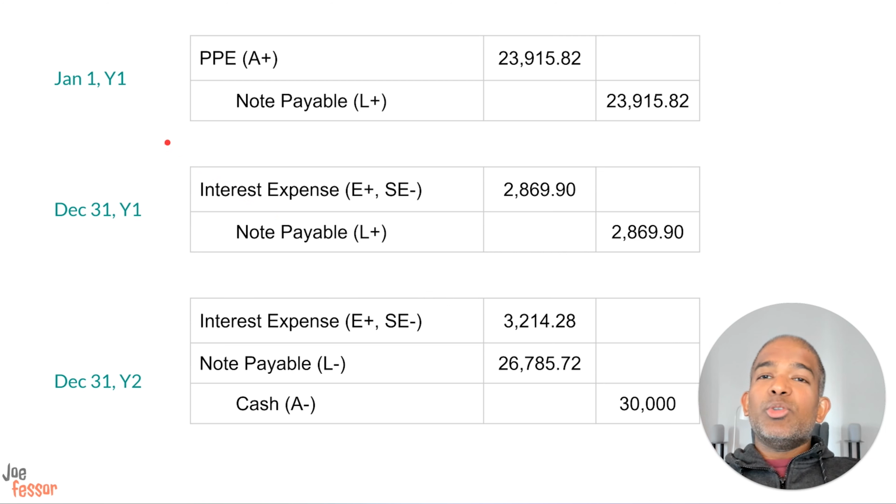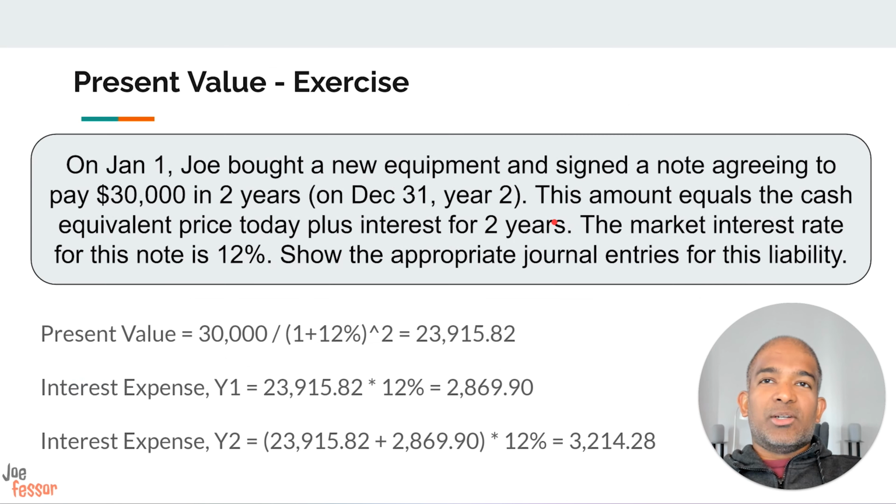Okay, let's look at how to do the journal entries now. On January 1, in the first year, we debit the plant property equipment account for $23,915.82, the present value. And then we credit the note payable account for the same amount, reflecting the obligation. And on the 31st of December for year 1, because interest accrues over time, we debit interest expense for $2,869.90, as we calculated in the previous slide.